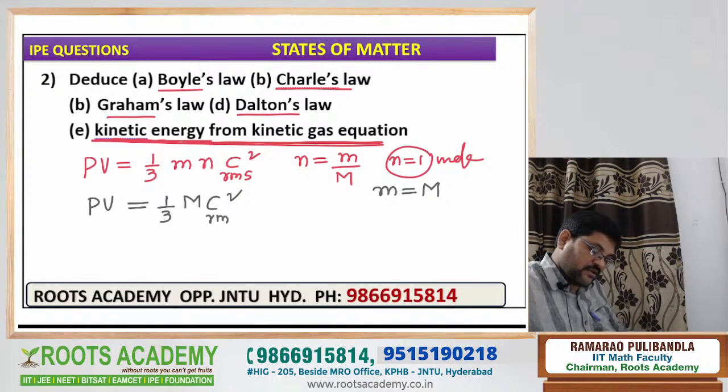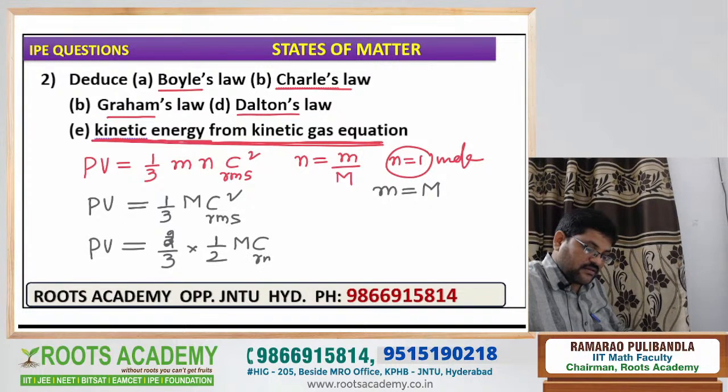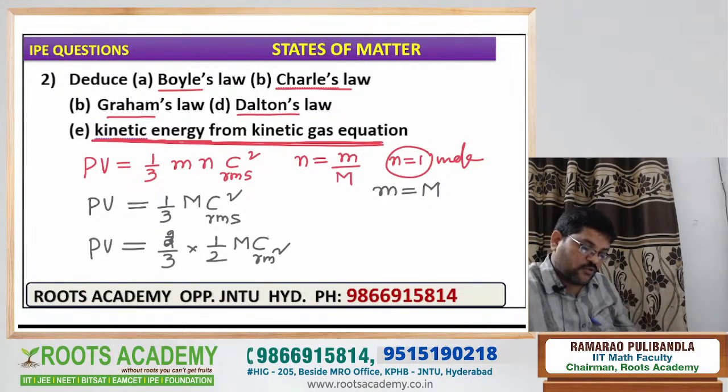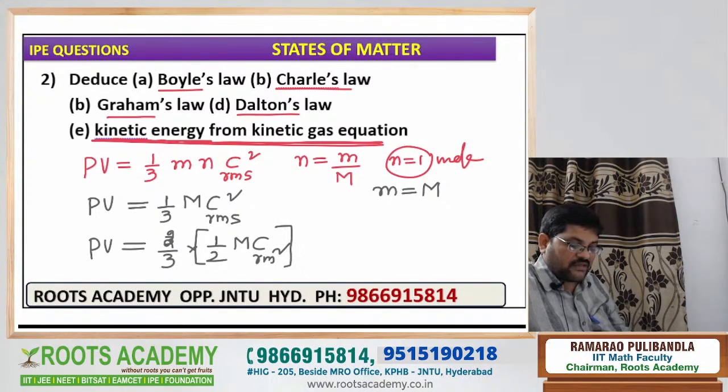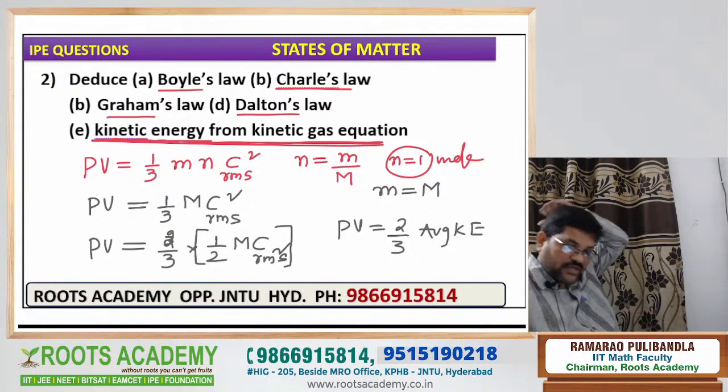So from this, PV is equal to, if I am writing like this, any problem? I am writing 2 by 3 into half m RMS velocity square. If I make it like this, 2 by 3 times half is cancelled, you get 1 by 3. Half into m c RMS square is nothing but the kinetic energy of the gas. That means PV is equal to 2/3 of the average kinetic energy of the gas.